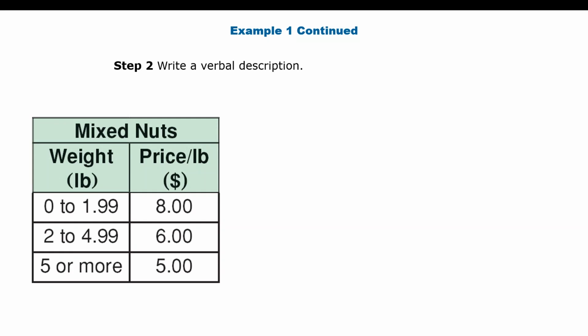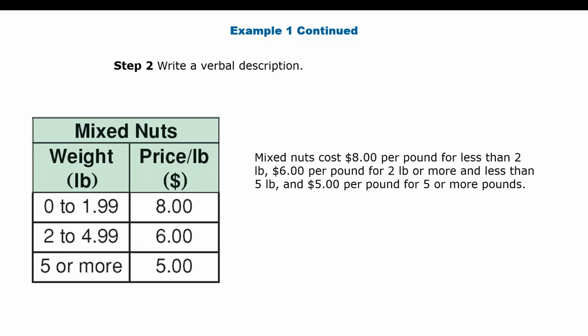All right, step 2 is we're going to write a verbal description, and this is pretty easy. We're just going to take our chart here, and we can say that mixed nuts cost $8 per pound for less than 2 pounds, $6 per pound for 2 pounds or more and less than 5 pounds, and finally $5 per pound for 5 or more pounds.